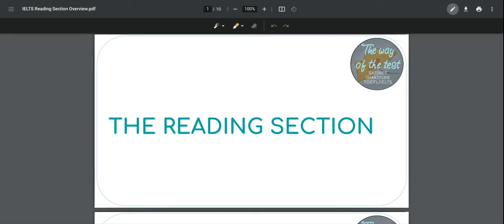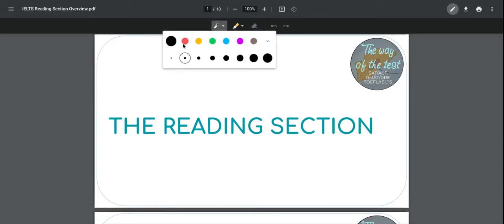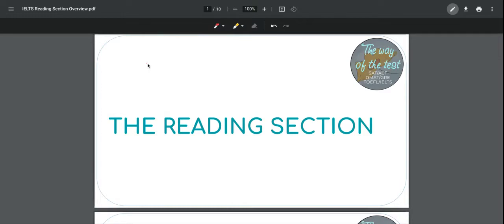Hi everyone, we're going to start seeing the reading section for the IELTS. This is the reading section overview, so I'm just going to give you a general view of what the section is about and the question types. Not the specific question types one by one, just the question types that exist.